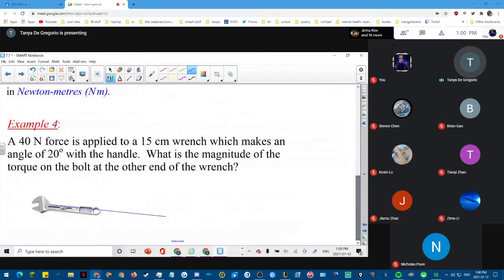So let's take a look at an example. Here it says a 40 Newton force is applied to a 15 centimeter wrench, which makes an angle of 20 degrees with the handle. What is the magnitude of the torque on the bolt at the other end of the wrench? So what I want you guys to do is try labeling this.